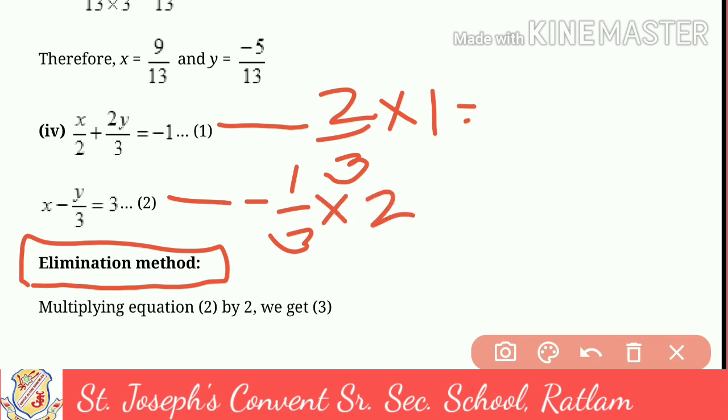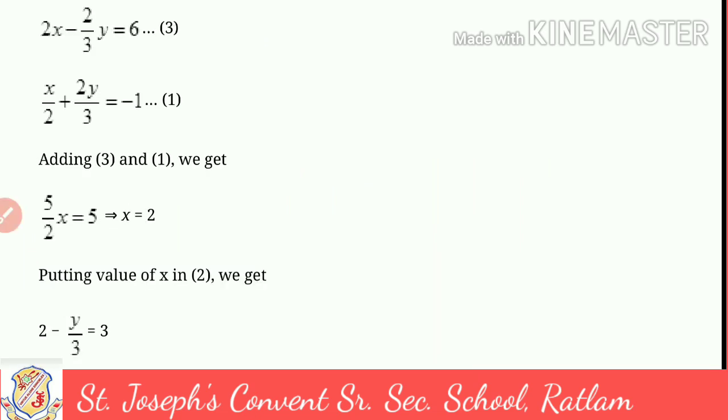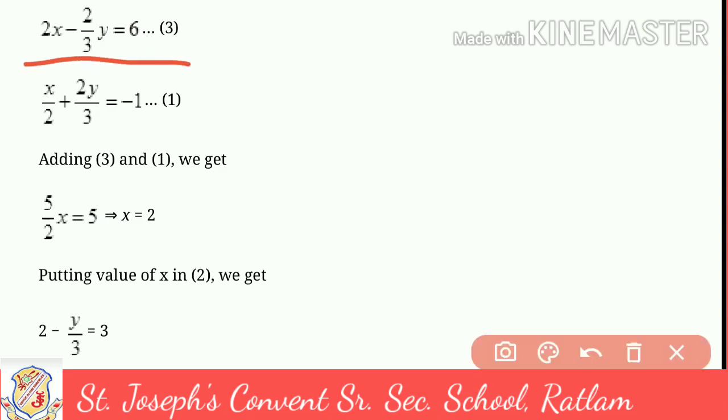So what are you going to get? It will remain as it is, 2 by 3. There is no need to make any changes. You can use equation number 1 as it is, and equation number 2 will now change and turn to minus 2 upon 3. So let's see. Multiplying equation number 2 by 2, what are you going to get? You are going to get 2x minus 2 by 3y is equal to 6. Let it be equation 3.